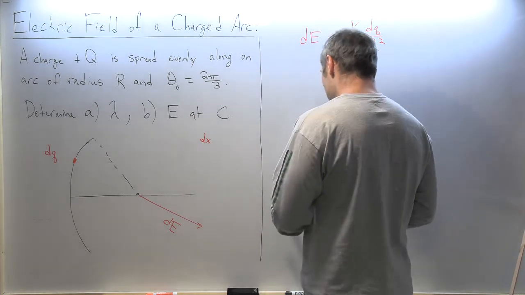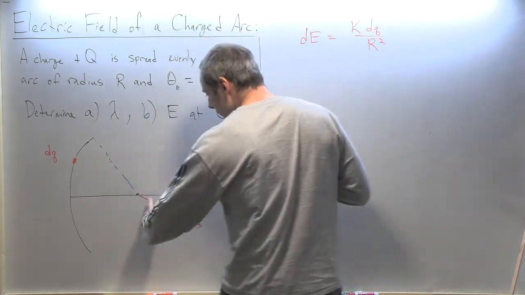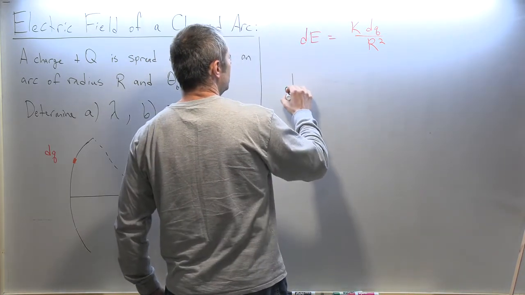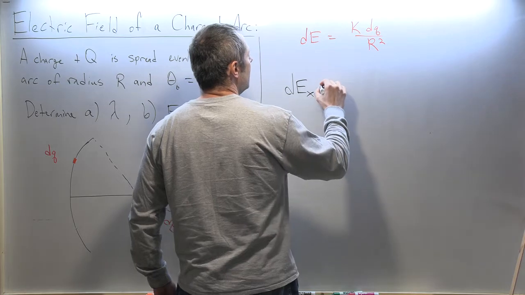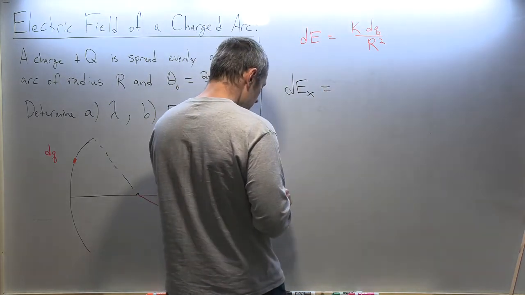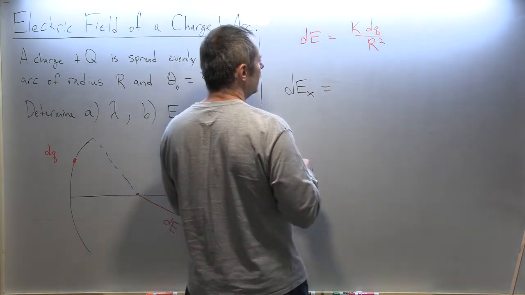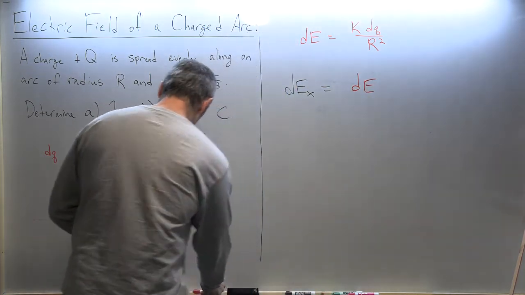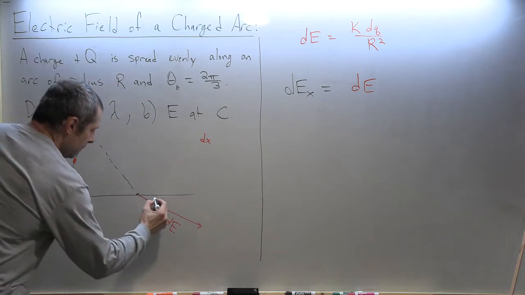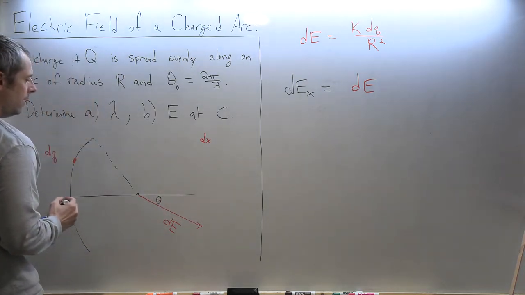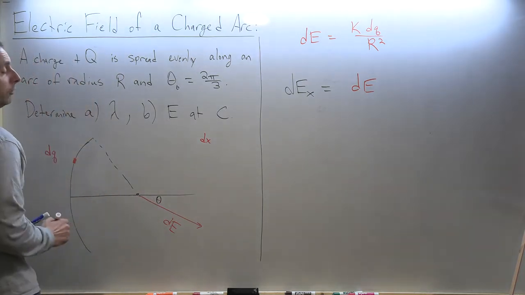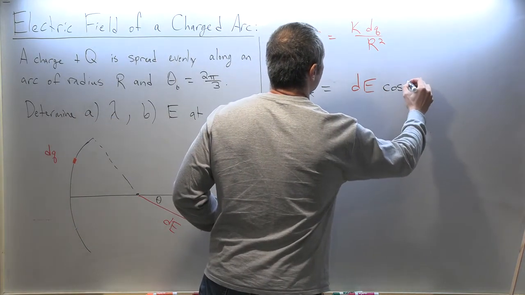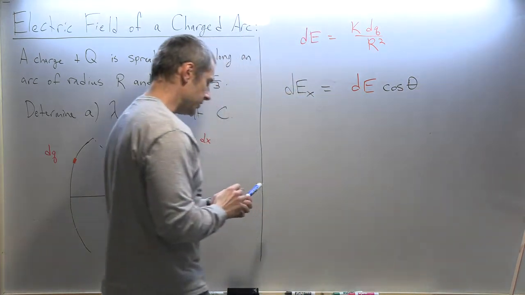So we can say that in the end, what we're interested in is only adding up the contributions going in the x direction. dEx will be the dE that I have here times the appropriate trig function. If I put theta here, then I multiply that dE by cos theta to pick the x part, the only part that will survive that summation.